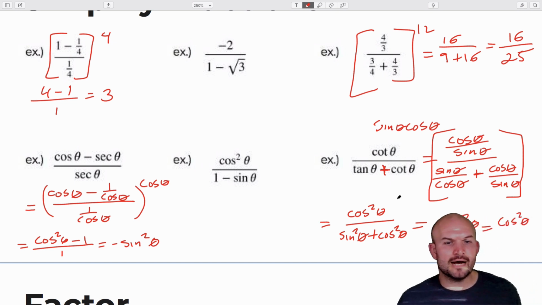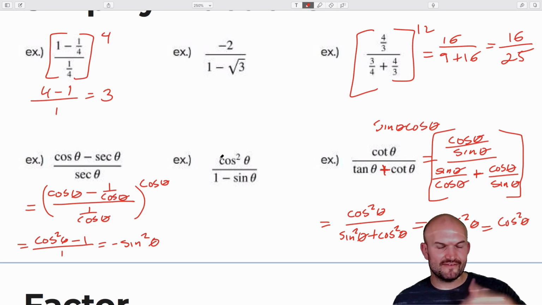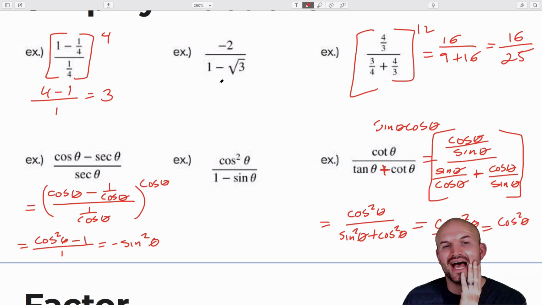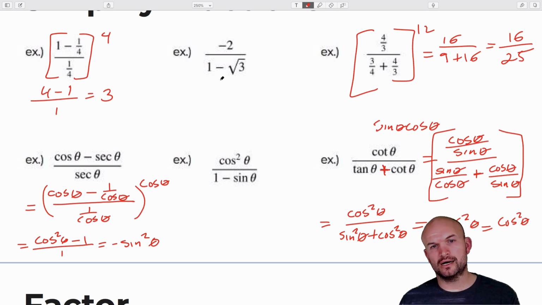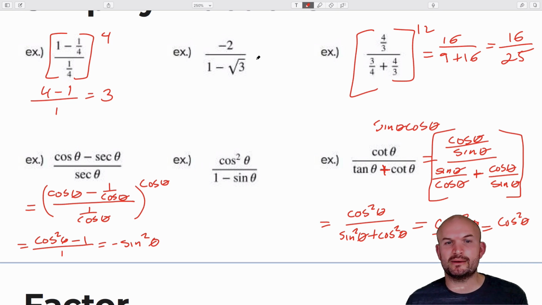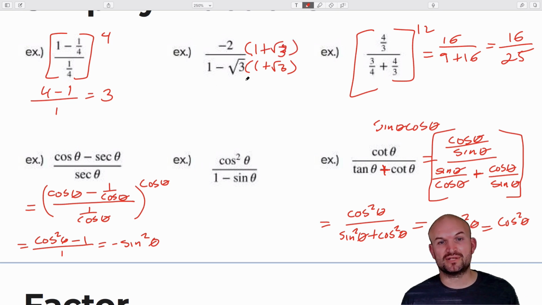Okay, now into the middle one, which kind of helps us back into that original problem. How do I get rid of a radical? Well, again, we talked about previously that getting rid of radicals was multiplying by the conjugate. If you remember from Algebra 2, we would multiply by 1 plus the square root of 3 in our problem. When I multiply by 1 plus square root of 3, I apply the distributive property in the numerator, so I get a negative 2 minus 2 square root of 3.